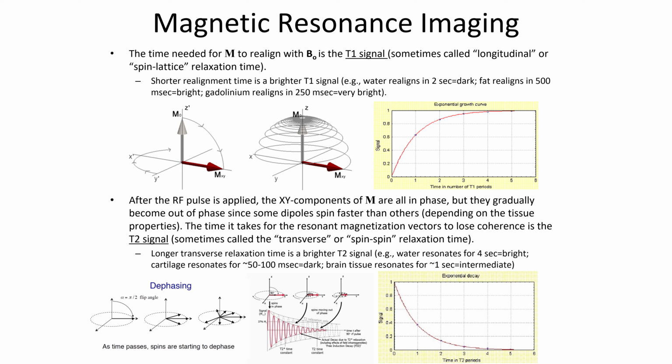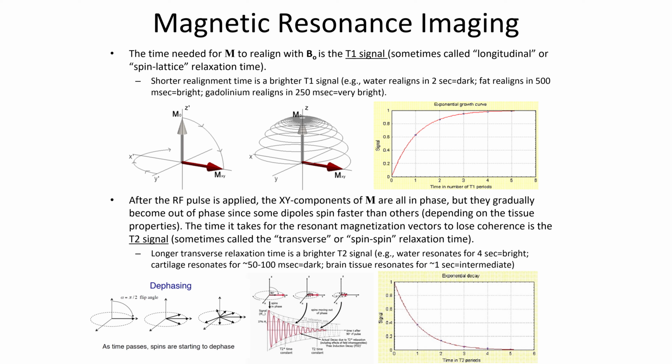It's also spin-spin because it's spinning in the XY plane. So we're concerned here with the XY component rather than the Z component. And as this dephases, a longer transverse relaxation time, we're going to call a brighter T2 signal. So water resonates for quite a while, about 4 seconds. So we're going to call that a bright pixel.